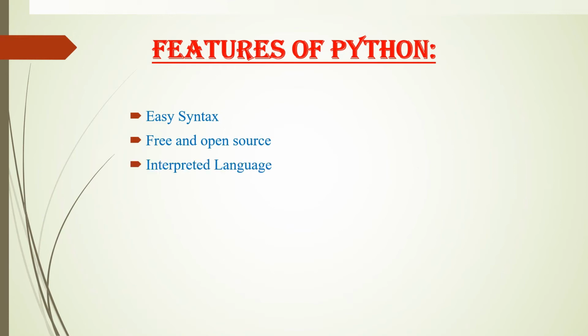3. Interpreted language. Python is an interpreted language. It means the Python program is executed one line at a time. The advantage of being an interpreted language is that it makes debugging easy and portable.